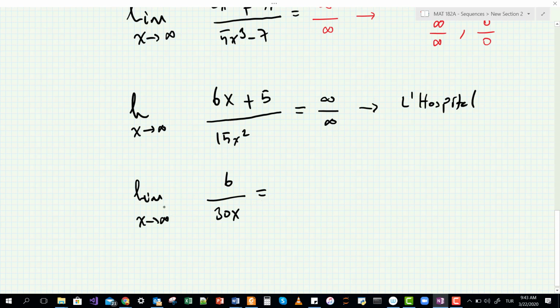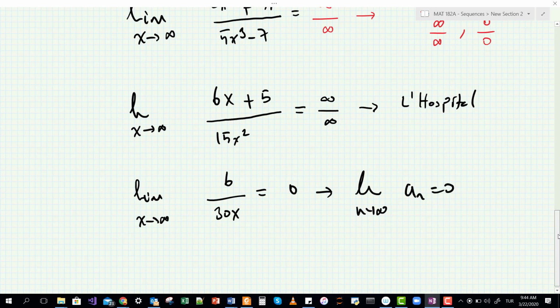Now I'm going to ask the same question. What is the limit of this function when x goes to infinity? 6 over 30x is going to be 0. And now I can complete my problem, since the theorem says that if the limit of the function is L, the limit of the sequence is going to be the same number. So I can finish my problem by saying the limit of a_n is equal to 0. That's how I use the L'Hopital rule once I have the undefined case.